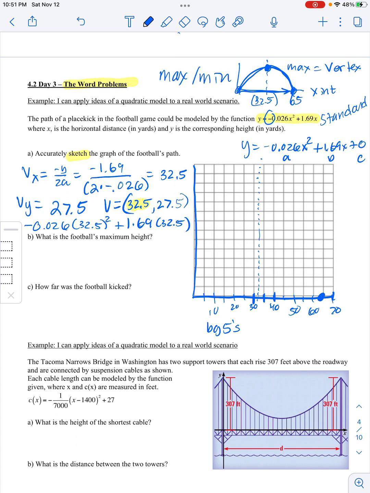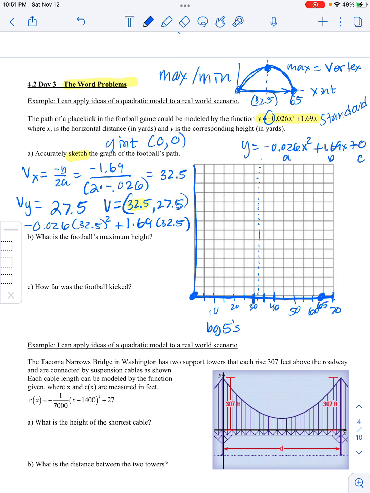My y-intercept, keep in mind your y-intercept in this standard form is always 0 and then the C value, but our C value is also 0. But that makes sense to me. The football started on the ground, got kicked up, came back down, and then hit the ground at 65 feet out. And 32.5 is the max height. And it said the max height's 27.5.